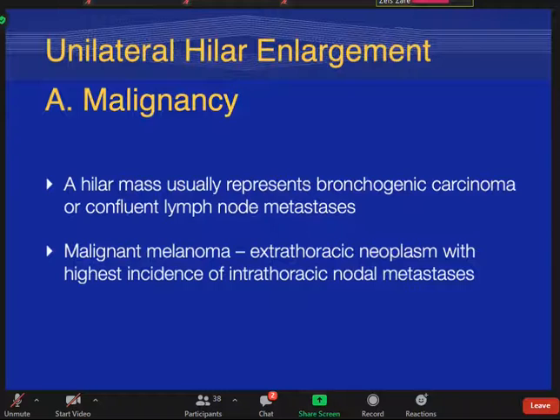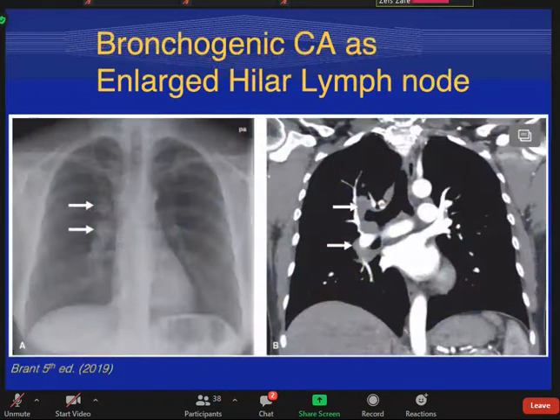A hilar mass usually represents bronchogenic carcinoma or confluent lymph node metastasis. Malignant melanoma is the extrathoracic neoplasm with the highest incidence of intrathoracic nodal metastasis. This frontal chest radiograph shows an enlarged right hilum, and contrast-enhanced CT through the right hilum shows an enlarged right hilar lymph node, and biopsy of this mass revealed non-small cell carcinoma.